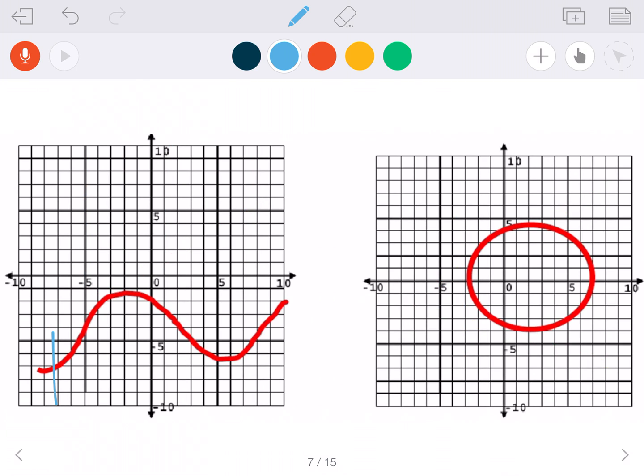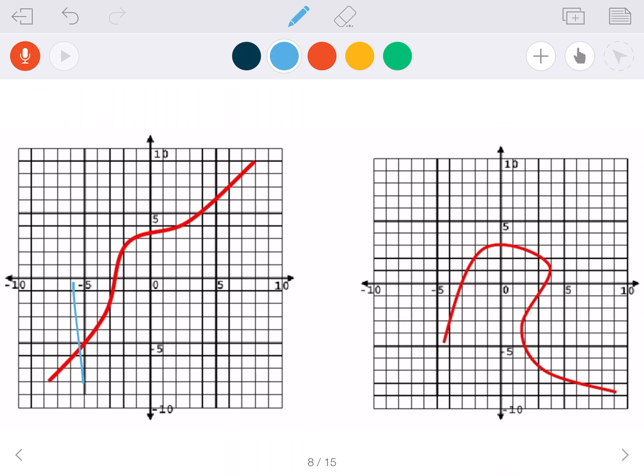On the left, anywhere you put a vertical line, it's going to hit it in at most one place, so that's a function. On the right, a vertical line will hit it in more than one place, so not a function.